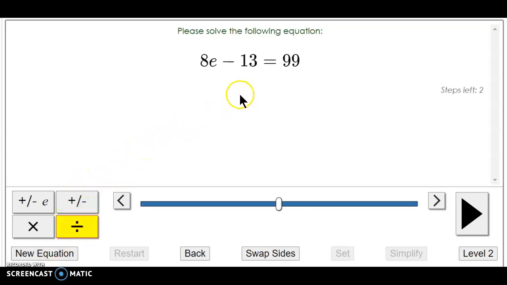So this time, on the left hand side, I have 8e minus 13. So I have e, which is an algebraic term, and a numeric term. On the right hand side, I only have a number. So I want to keep the algebraic term on one side and a number on the other side. So I want to get rid of this minus 13, right? So to do the opposite, I add. I click this one, add a number. I add 13 to both sides.